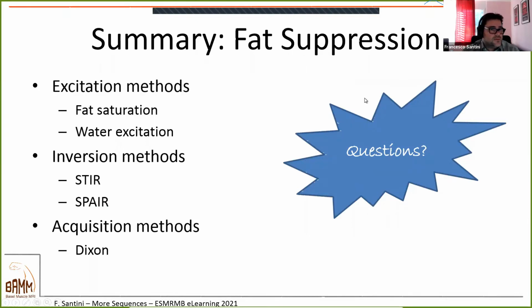Okay, so this was the first block, and we talked about fat suppression. We have excitation-based methods that aim to not have any signal from the fat, and they can be water excitation or fat saturation. And we have the various inversion methods that also are excitation-based methods, or the acquisition methods, for example, the Dixon. Does anybody of you have any question regarding the fat suppression techniques?